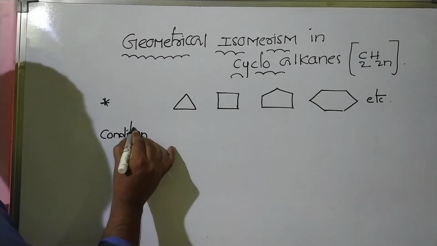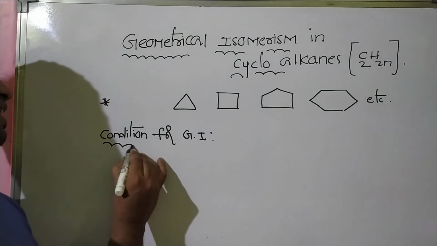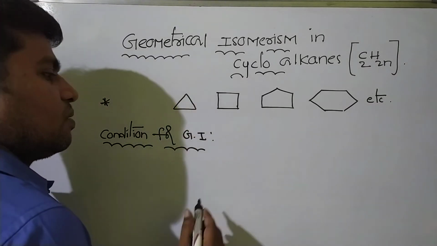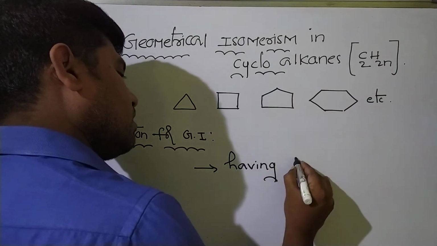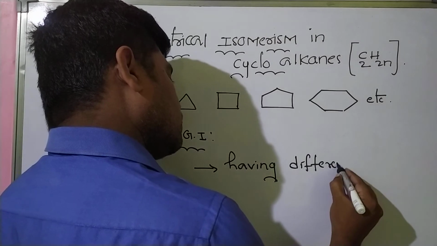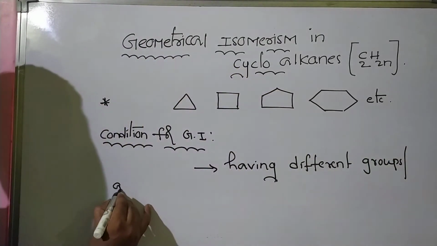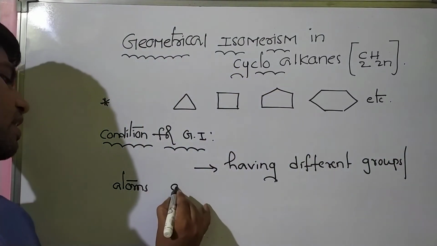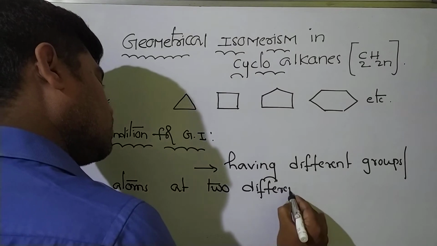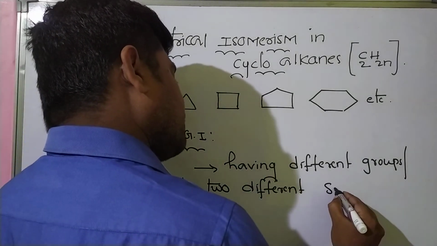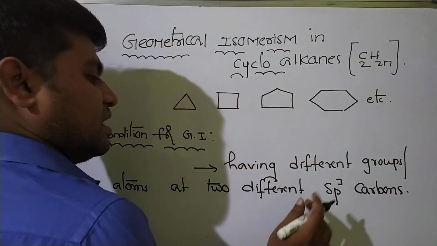or main conditions. The main condition for geometrical isomerism in case of cycloalkanes is, first of all, having different groups or atoms at two different carbon atoms, two different sp3 carbon atoms, sp3 carbons. This is the main requirement.